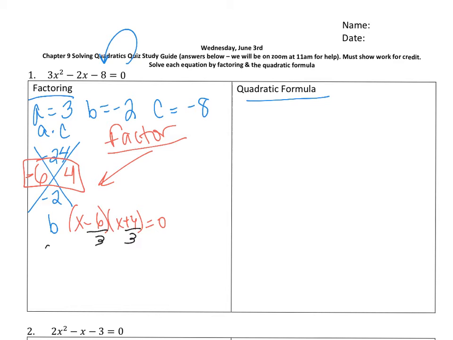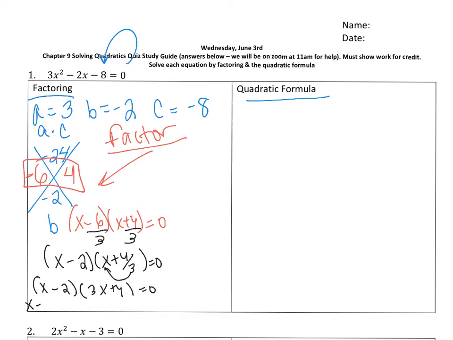Simplify, swing out. So we get x minus 2, x plus 4/3. And if there's a denominator, it swings out in front. So we have x minus 2 times 3x plus 4 is equal to 0. Then we set our factors equal to 0 and solve.